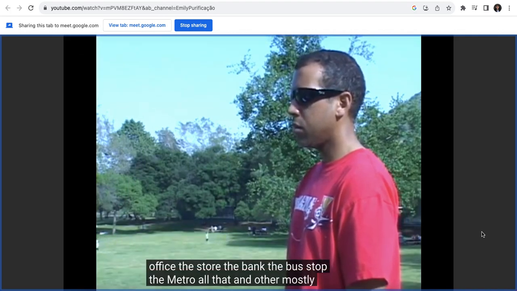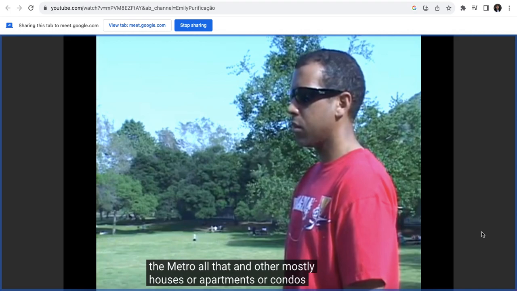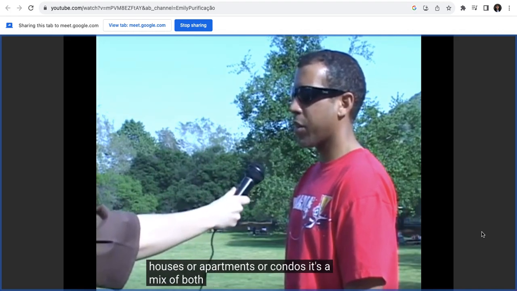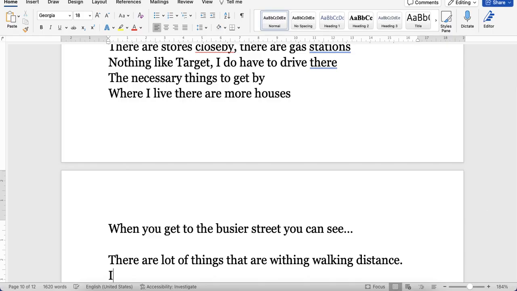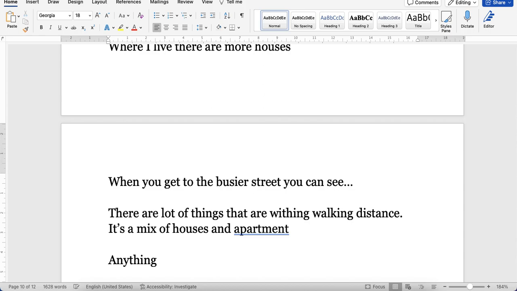And are there mostly houses or apartments or condos? It's a mix of both. Is your neighborhood convenient? Yes, very. What is there in your neighborhood? Just everything you could imagine. We live just a few blocks away from Ventura Boulevard, and there's just everything there. So there's a supermarket, post office, mall, everything.